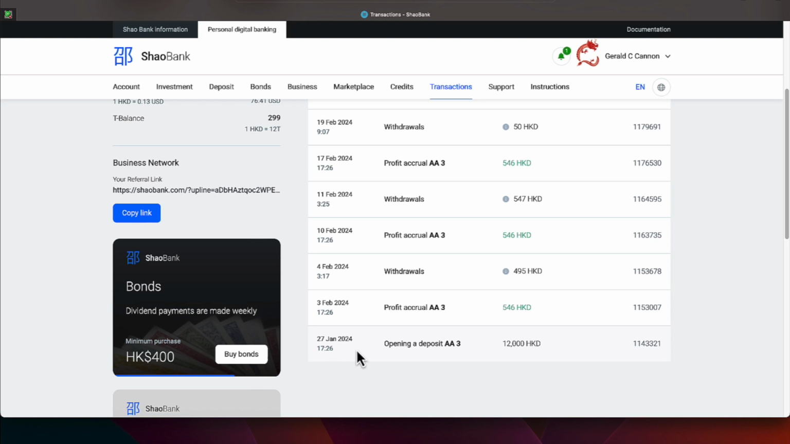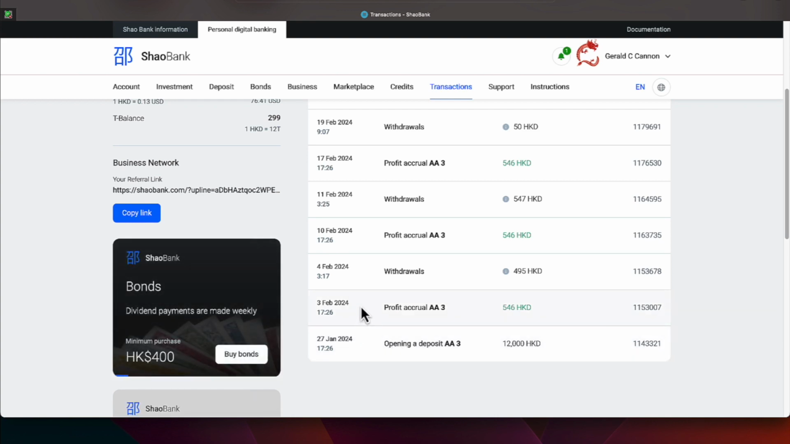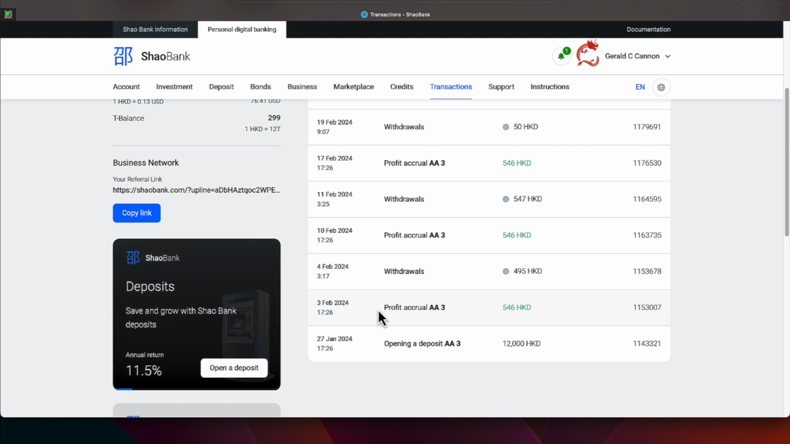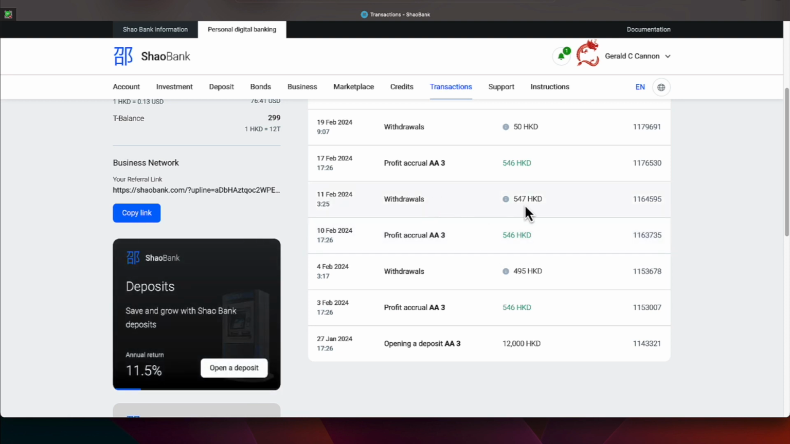Let me come over here to my transactions, everyone, and we can see I deposited 12,000 Hong Kong dollars on the 27th of January, 2024. And it tells you that on this line here. And then on Saturdays, I've been getting my monies, everyone. So on Saturday, February the 3rd, I received 546 Hong Kong dollars, and the very next day I withdrew some. And you see that here on the 4th of February.